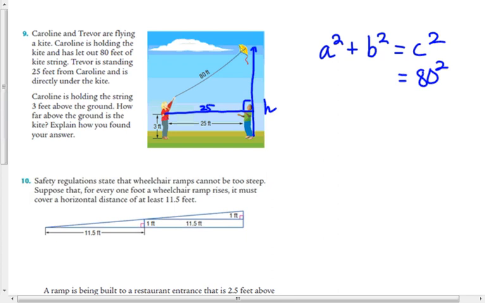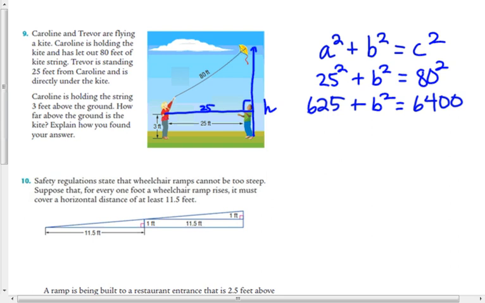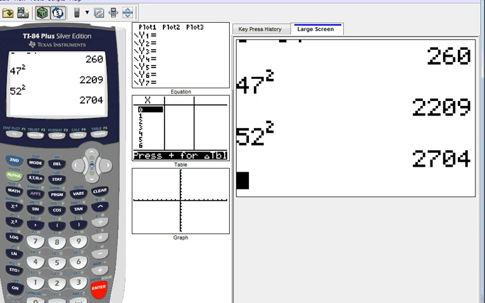And we're also given one of the legs. Let's say that's the b squared. Doesn't really matter which one you pick. Okay? And then we're going to multiply this out. So we get 25 times 25 is 625, plus b squared is equal to 80 squared, which is 6,400. Now I'm going to subtract 625 from both sides, balancing this out. b squared equals 5,775. And now I'm going to use my calculator to get the square root of 5,775.